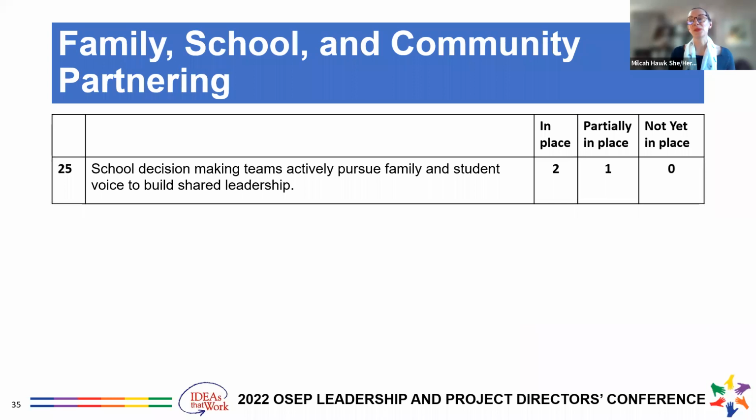The family, school, and community partnerships component is one of the most important items to call out in the School Fidelity Tool because of the importance of including family and student voice in building shared leadership throughout the school.